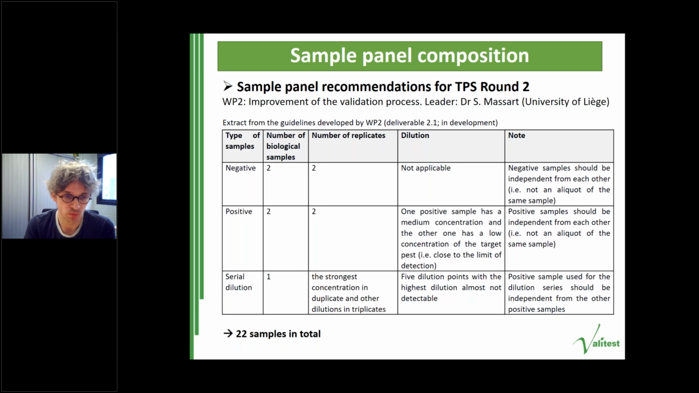Finally, we propose to have one serial dilution with the strongest concentration in duplicate and other dilutions in triplicate. We propose to have 5 dilution points with the highest dilution almost not detectable, and the positive sample used for the dilution series should be independent from the other ones, which makes a total of 3 positive samples. And a total of 22 samples. This does not include the controls.